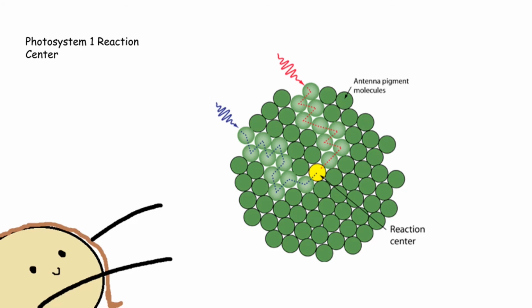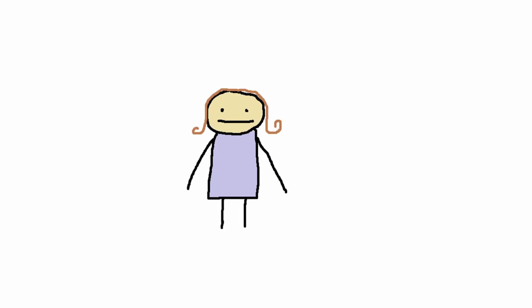Now, the electrons have lost some energy, and so they have to be re-energized. They are re-energized at photosystem 1's reaction center by the pigment P700, and they are re-energized by photon light energy. Now, why is photosystem 2 before photosystem 1? I don't care. Science is dumb sometimes.